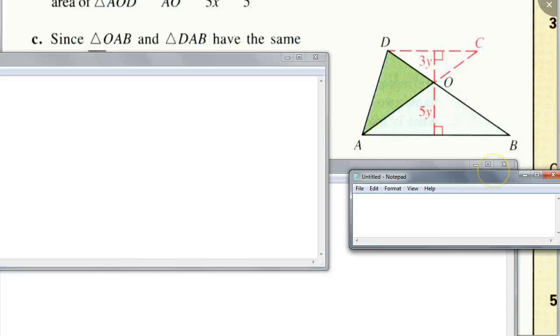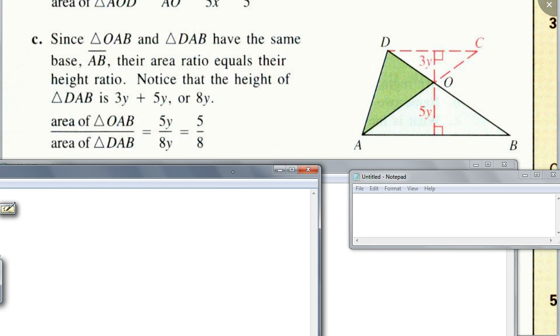Does that make sense? So knowing this, what is the height of this triangle on the bottom, AOB? 5y. What is the height of this whole thing, DAB? 8y, because this is 3y over here, this is 5y, right? Aren't they parallel, the trapezoid? So isn't this the height of the whole big triangle, DAB? So we know they have the same base. If two triangles have the same base, the ratio of their areas is the ratio of their heights. So what's the answer? 5 to 8 is correct.